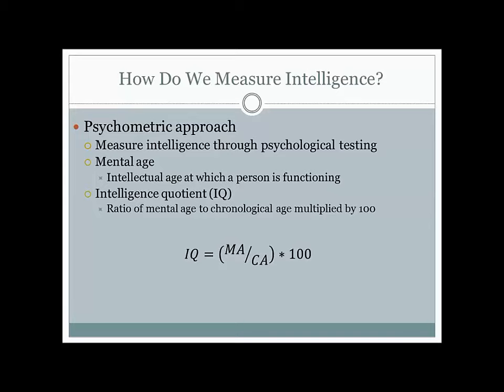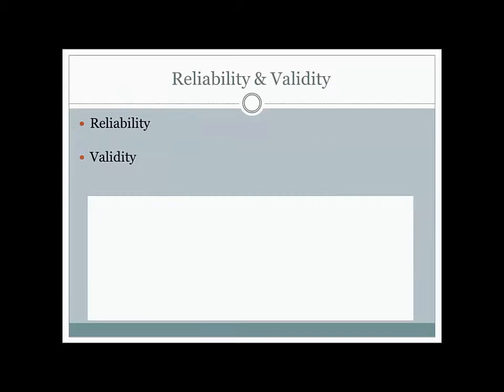Now, anytime we're measuring a latent construct, we need to be thinking about two principles of measurement, okay, reliability and validity. So reliability is how consistent the measurement is. Okay, so if I measure something more than once and it hasn't changed, then I ought to get the same result every time. For example, when you step on your bathroom scale, it shows you your weight.